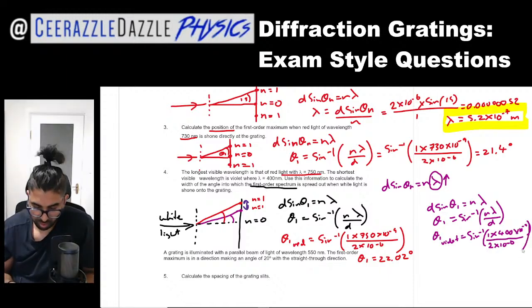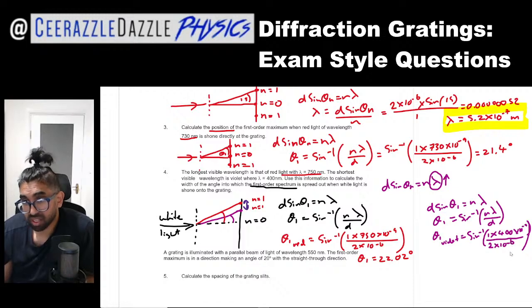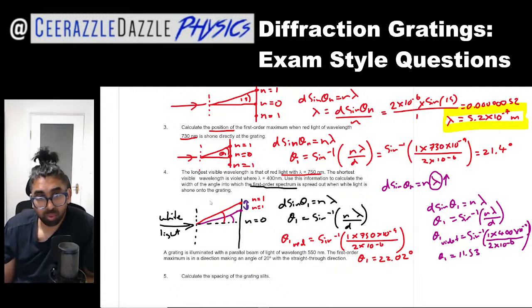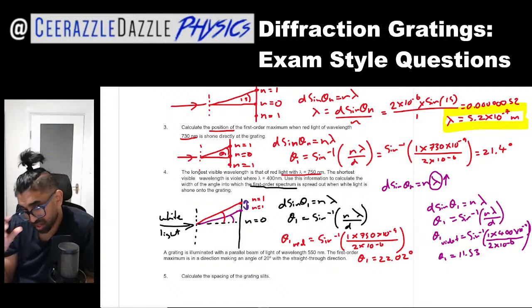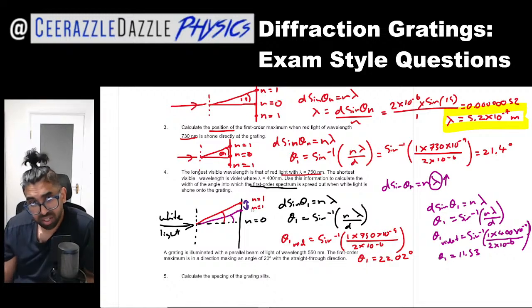So it's going to be 400 times 10 to the minus 9 divided by 2 times 10 to the minus 6. Okay, sine inverse the answer. There we go. That's a 6 there. So we're getting theta 1 is equal to 11.53. So we know this one is 22.02 and this one is 11.53. Therefore the width, the difference between the red and the violet, is going to be the answer.